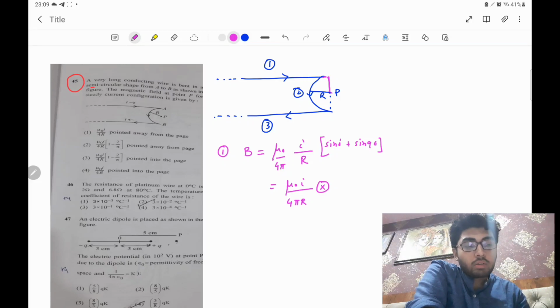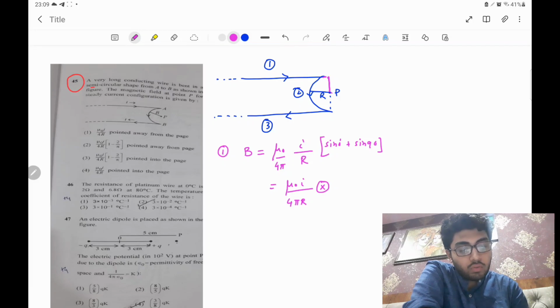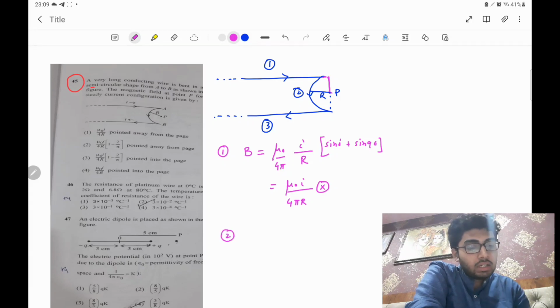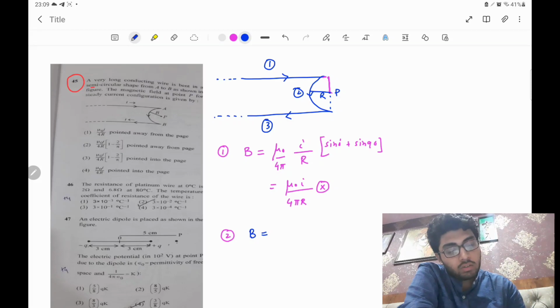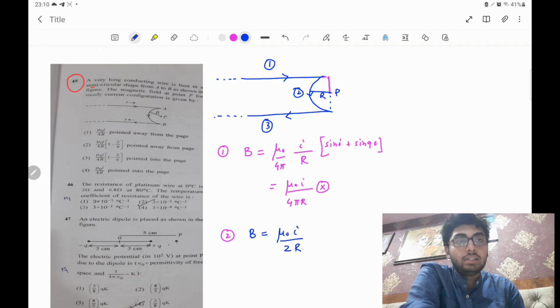Now what will be the magnetic field due to portion 2? Very clearly, since this is a half circle, the formula will be mu naught I by 2r, but multiplied by half, because it is a half circle. So ultimately it comes out to be mu naught I by 4r.